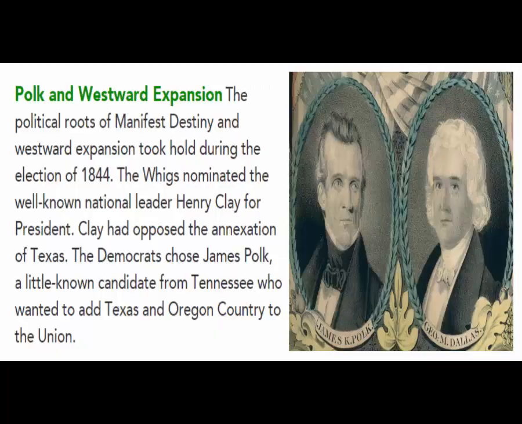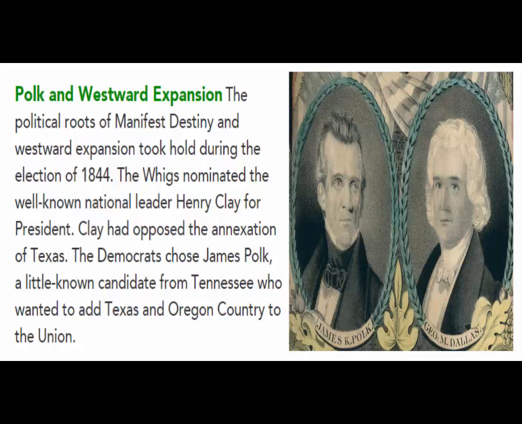Polk and westward expansion. The political roots of Manifest Destiny and westward expansion took hold during the election of 1844. The Whigs nominated the well-known national leader, yep, you guessed it, Henry Clay, for president. Clay had opposed the annexation of Texas. The Democrats chose James K. Polk, a little-known candidate from Tennessee who wanted to add Texas and Oregon country to the Union.